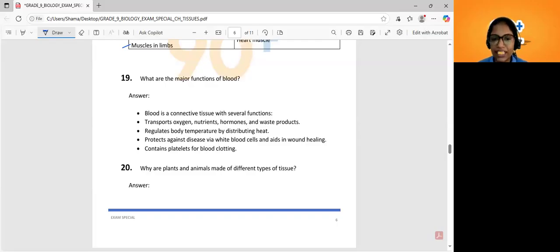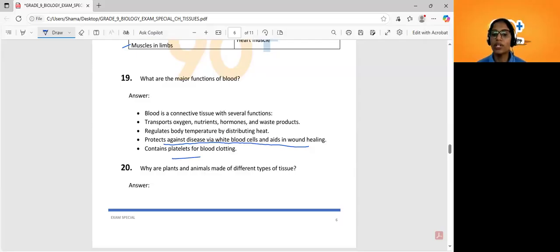So blood is a connective tissue with several functions. It transports oxygen, nutrients, hormones and waste products. It regulates body temperature by distributing heat. It protects against disease through white blood cells, aids in wound healing, and contains platelets for blood clotting. So we know that blood is the connective tissue which helps in the transportation of all the material throughout our body. Materials like oxygen, nutrients, hormones, waste products are transported to various parts of the body with the help of blood.